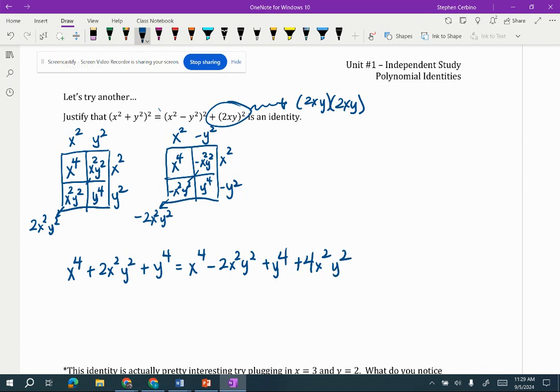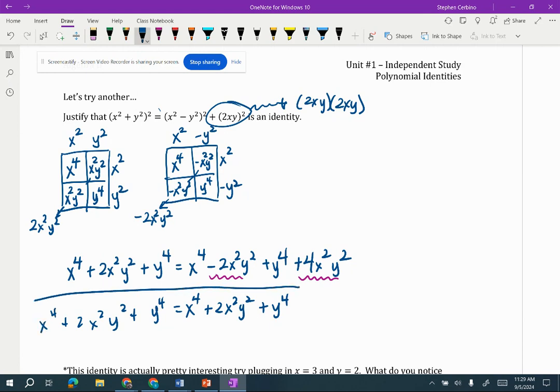So right now these don't look the same, but I can still simplify on the right-hand side here. So if I look, I have a like term here, and I have a like term here. So if I add those two together, I get x to the fourth. A negative 2 and a positive 4 would give me 2x squared y squared. And then another y to the fourth. And then we can see that this actually is an identity. So because we now have an identity, I can say this is true for all values of x or y.